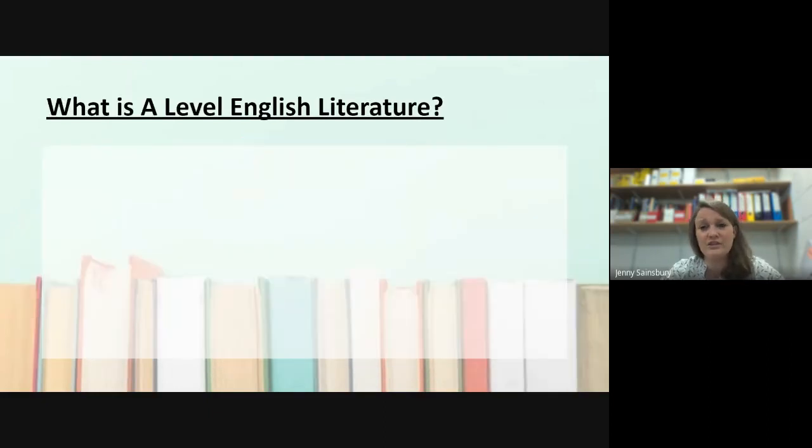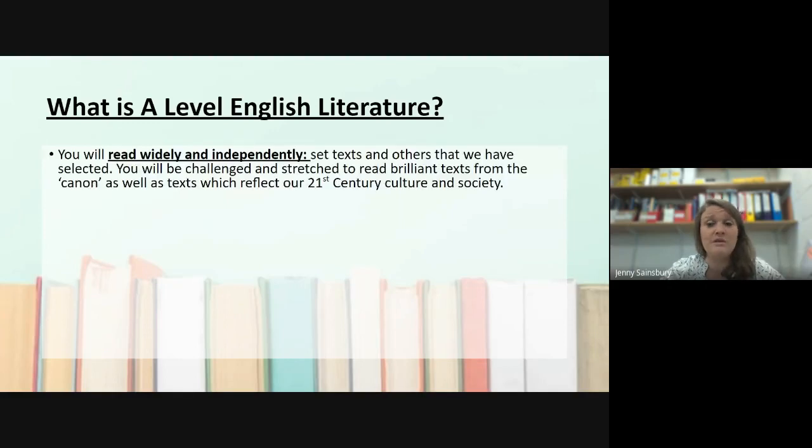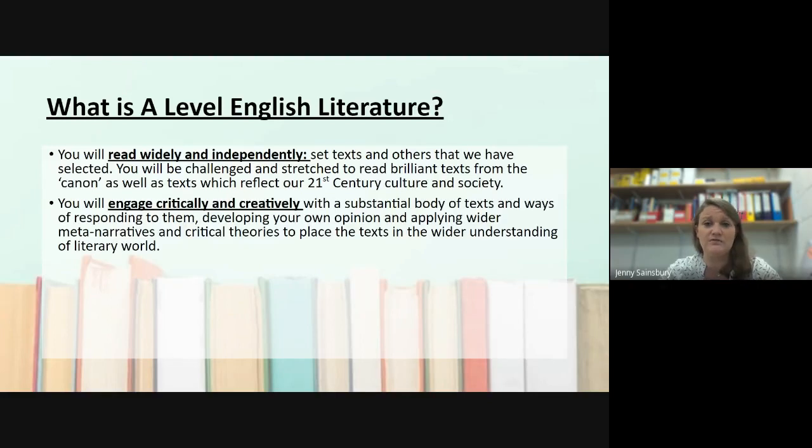So A-level English literature is slightly different to English literature at GCSE, but some of the skills will feel very familiar. So throughout the course, you will be encouraged to read widely and independently, really challenging texts, really interesting texts from the canon, which is what we consider to be novels, plays, stories that we would consider classics, but also modern classics, new classics, texts that really represent our culture and society in the 21st century.